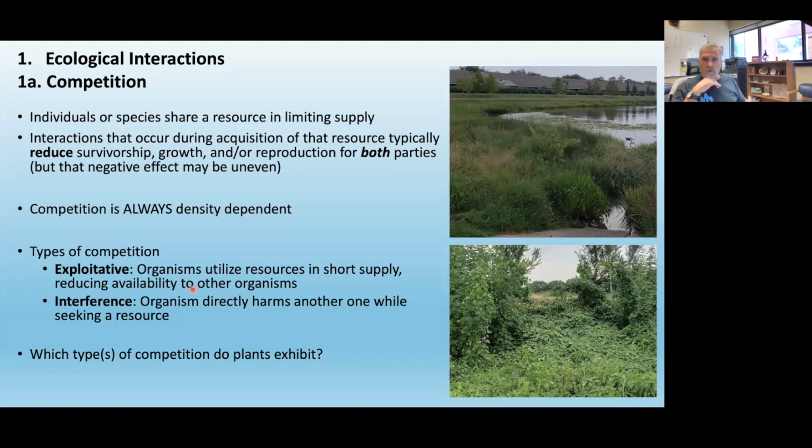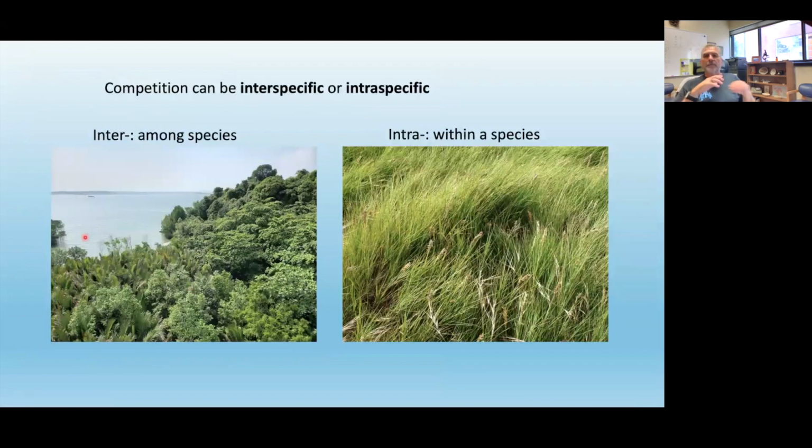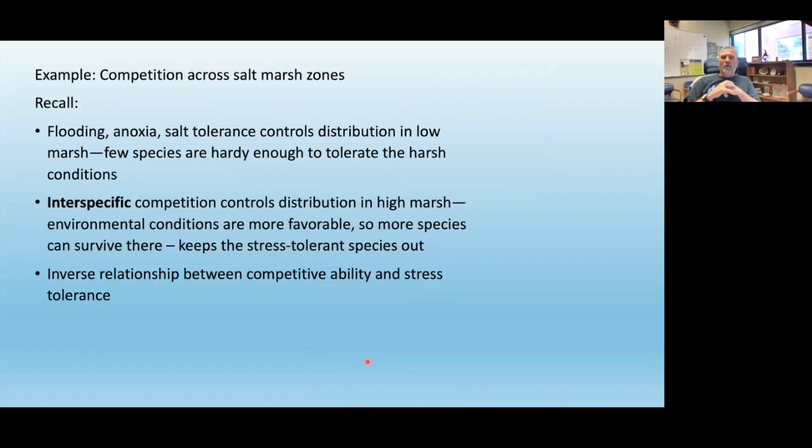Okay, so as I mentioned, competition can be interspecific or intraspecific. Inter is among species, whereas intra is within a species, right? So you can have individuals out competing other individuals within a single species. More commonly, I think you hear about it between different species, but you should know that it does occur within species as well. Okay, so let's talk about this example of competition across salt marsh zones.